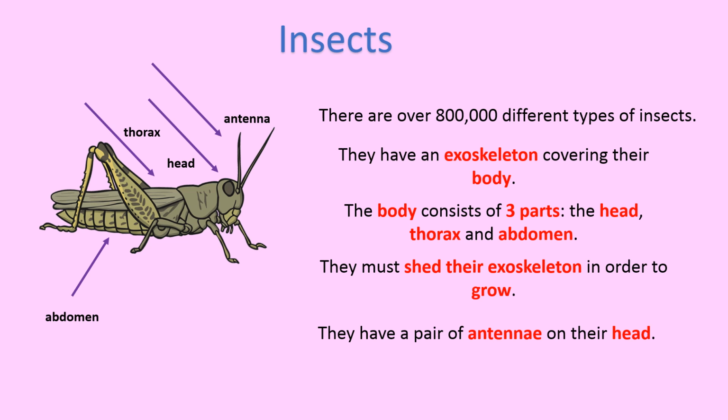And as we know, living things have 7 characteristics which show that they're living, and growth is one of them. So if you remember the mnemonic Mrs Gren, growth is part of that. And they have a pair of antennae on their head. So let's take a look at this insect. The antenna is just singular for antennae. The head, the thorax, and the abdomen.